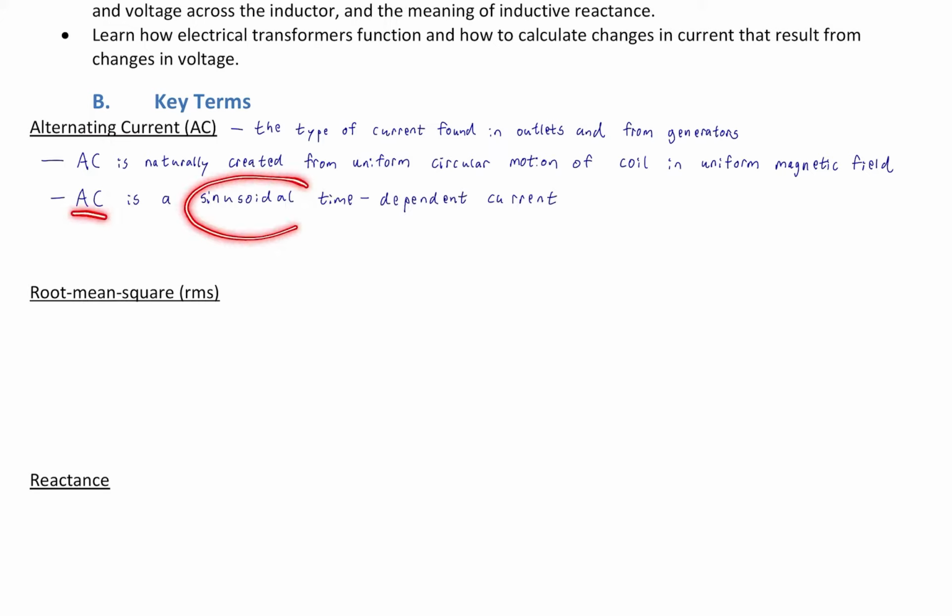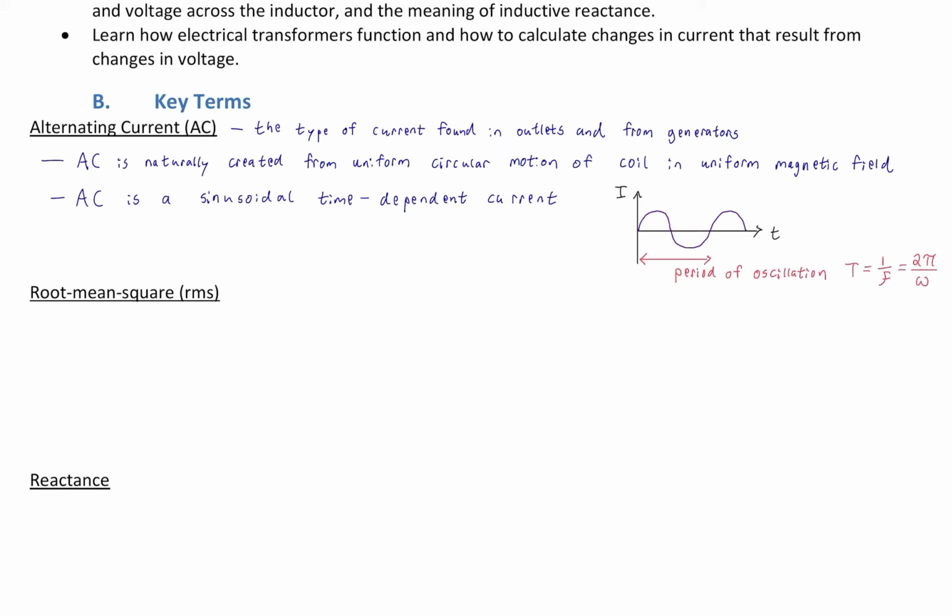AC is sinusoidal. So it's going to be described as a sine function, which should be no surprise considering I said that it's naturally created from uniform circular motion. Uniform circular motion and oscillations and sine functions are intimately connected mathematically and physically. Here's a picture of what it would look like. A sine function of current is a function of time. There's our current as a function of time. The period of this oscillating current would be just the reciprocal of the frequency, or 2 pi over the angular frequency, because angular frequency omega is 2 pi times frequency.